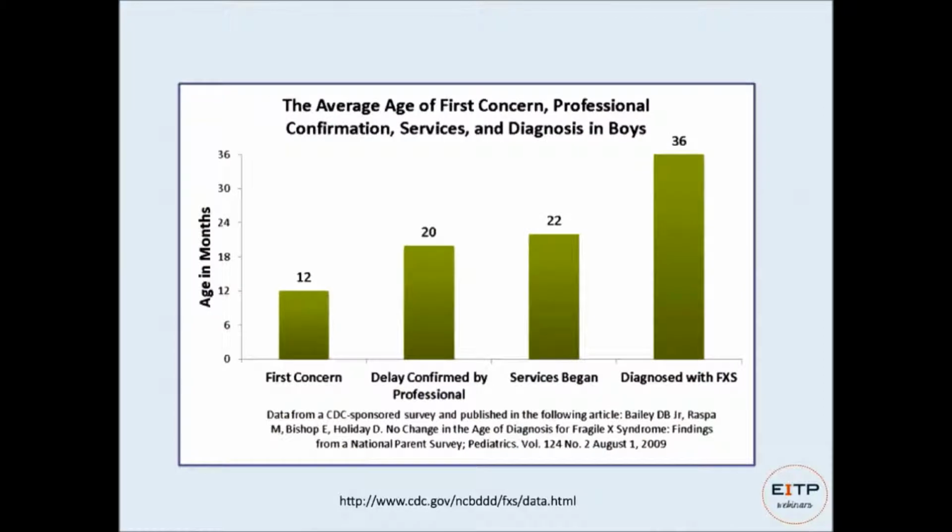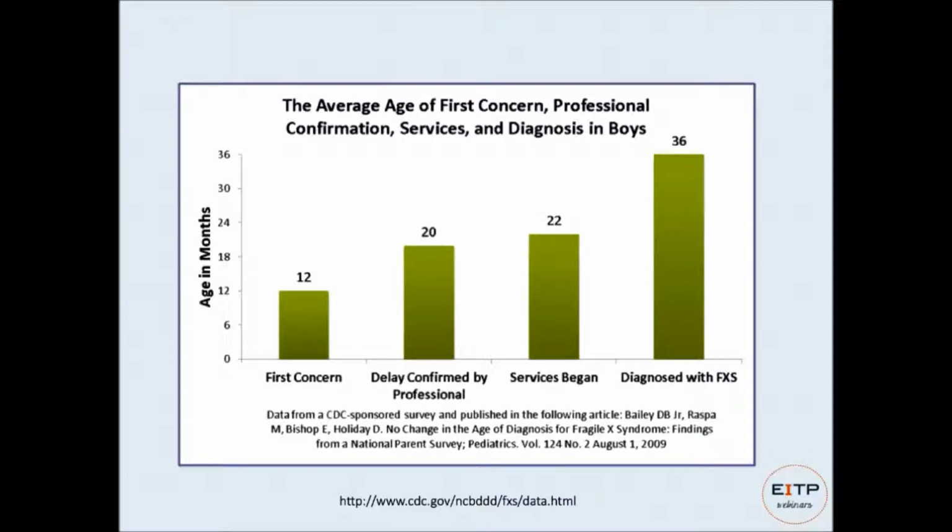So when we look at the diagnosis of Fragile X in particular, as Melissa alluded to, it can be a long, frustrating process for families. This graph is put out by the CDC and is just showing us the typical progression of this process.